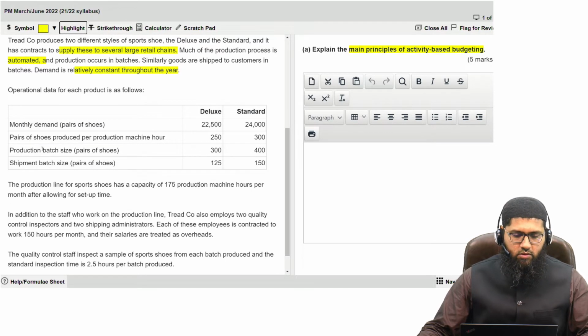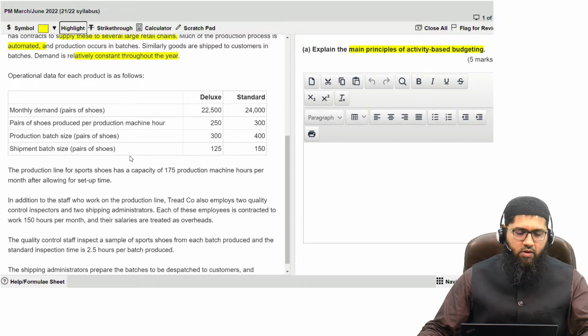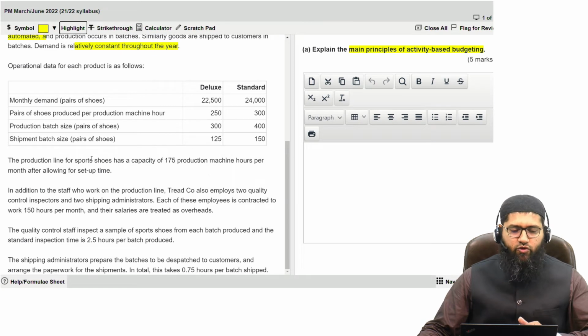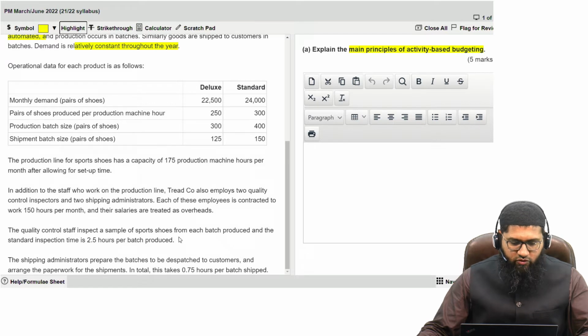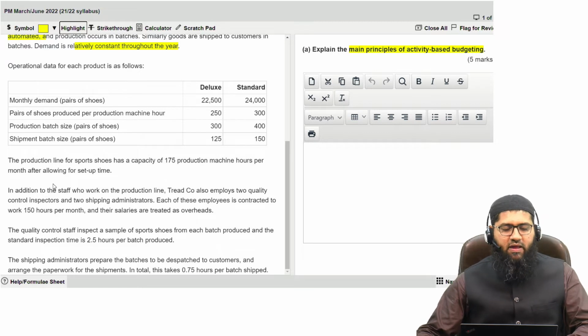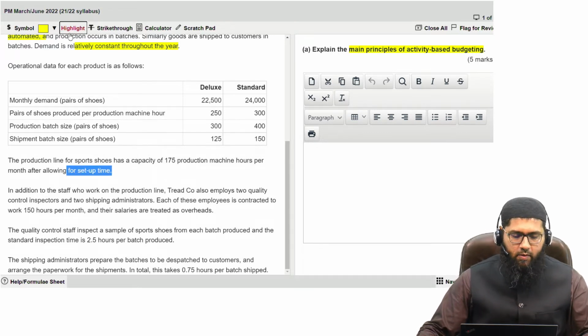Deluxe and standard: monthly demand in pairs of shoes, production batch size, shipment batch size. The production line for sports shoes has a capacity of this. In addition to staff, they employ two quality control inspectors. The production line for sports shoes has a capacity of 175 production machine hours per month after allowing for setup time.